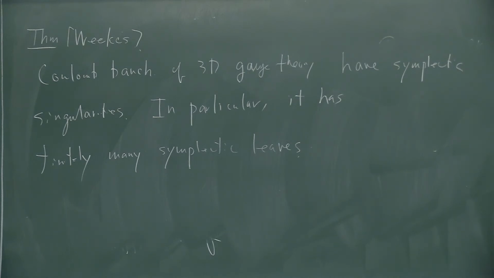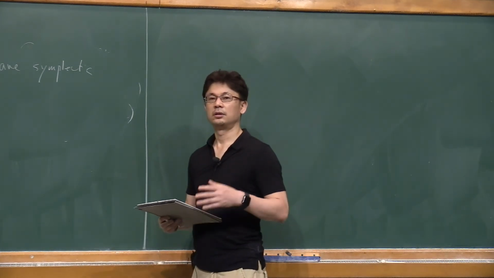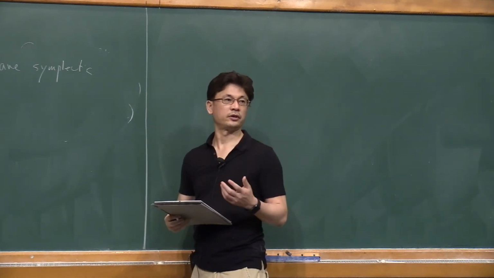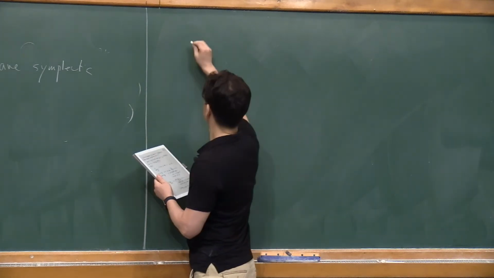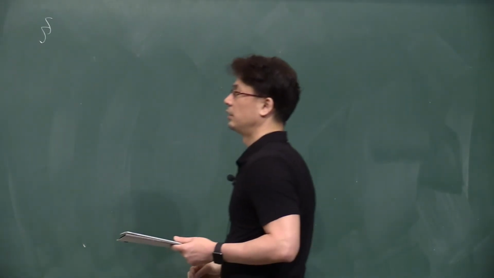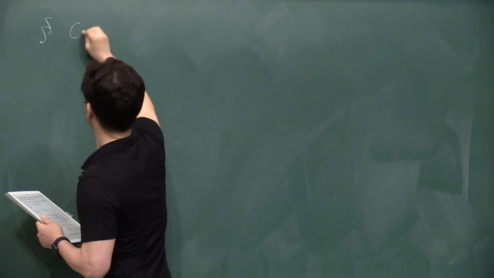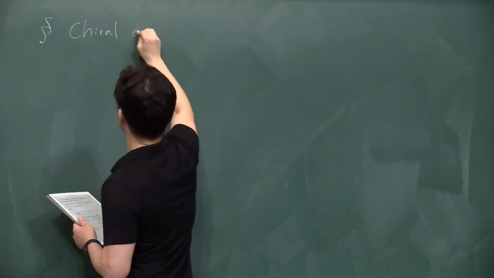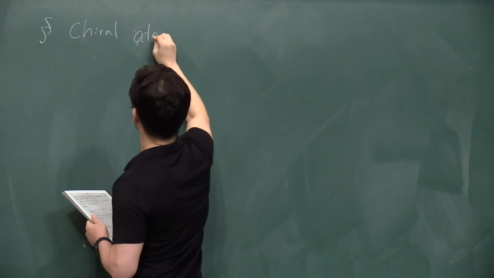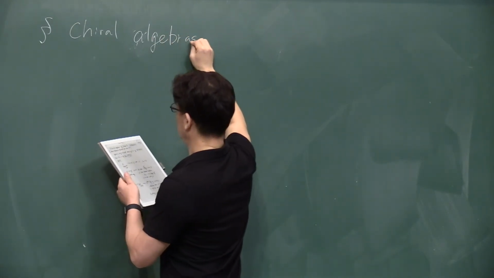Any questions so far? So this is a description of Higgs branches. Now I want to describe the corresponding vertex algebras. So the vertex algebra corresponding to class S theory is called the chiral algebra of class S.